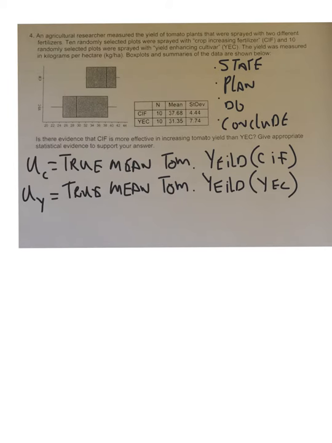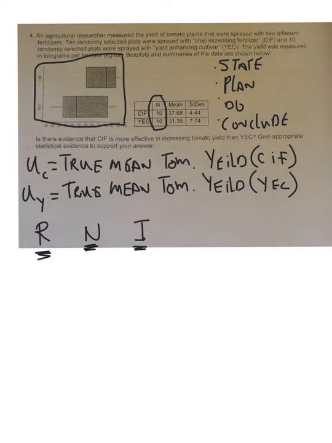So here's our two variables, the true mean tomato yield for the CIF and the true mean tomato yield for the YEC. Okay, now don't forget we need the random, normal, and independent. I think we know how to establish those. Now for this one, sample size is 10, so we can't use the central limit theorem, but that's why they show us these graphs over here. They show the graphs that show that they are approximately normal in shape. There's no skewness or outliers, and that would be for normal.